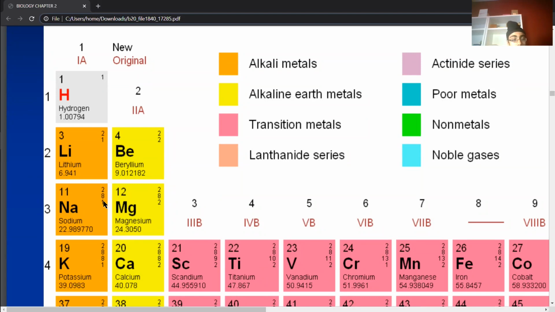Now remember, this follows the properties that we said. You want your shell to be full before you move on to the next one. So in lithium, the first shell fills up, so then it starts to put electrons in the next one. In sodium, the first and the second shell fill up, so it's going to start putting them in the third shell.